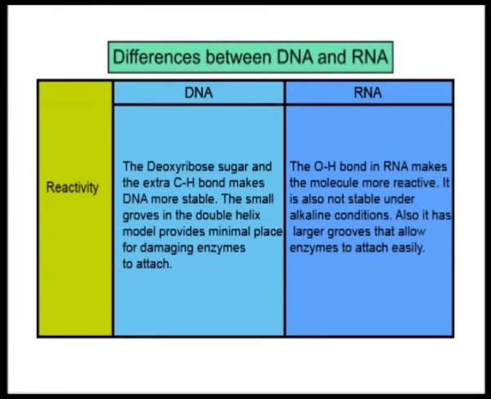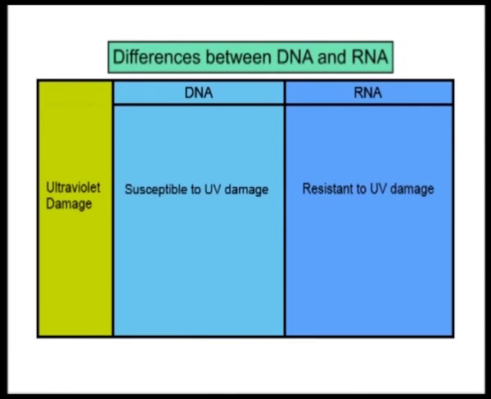The deoxyribose sugar and the extra CH bond make DNA more stable. The small grooves in the double helix model provide minimal place for damaging enzymes to attach. The OH bond in RNA makes the molecule more reactive. It is also not stable under alkaline conditions. Also, it has larger grooves that allow enzymes to attach easily. DNA is more susceptible to UV damage, whereas RNA is resistant to UV damage.